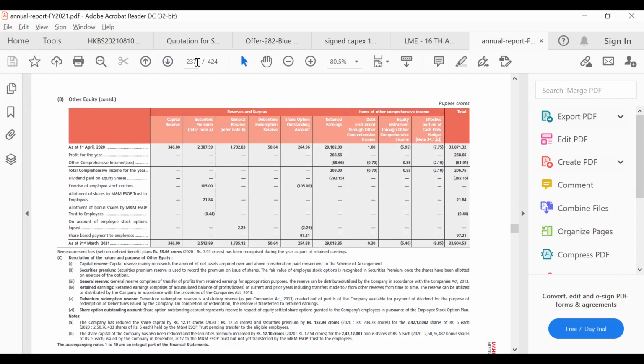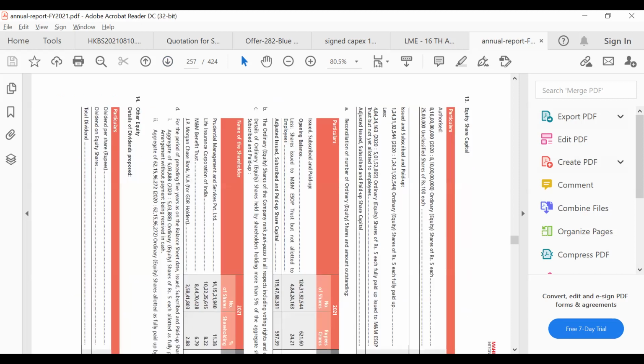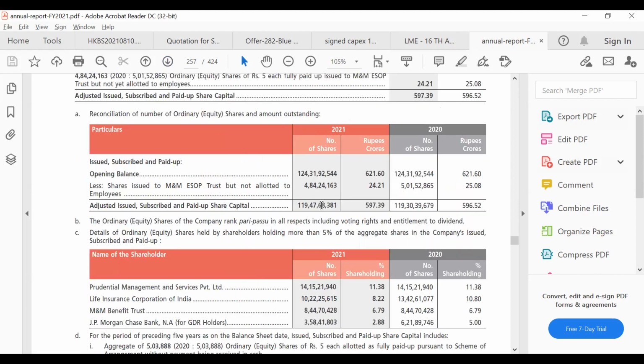Now we require the number of equity shares, which is available on page 257. This value is basically 119.47 billion shares for equity of Mahindra and Mahindra based on the annual report of FY 2021. Now we want only one more detail, which is the share price of Mahindra and Mahindra on March 31st.